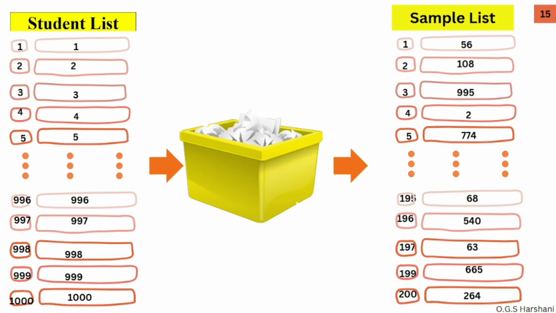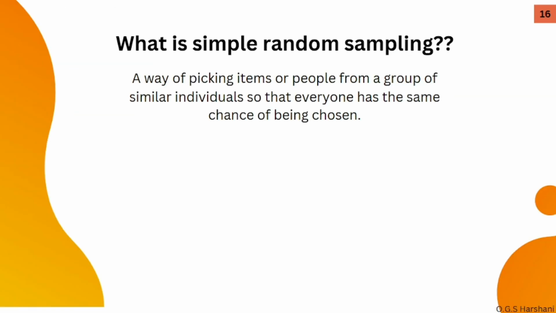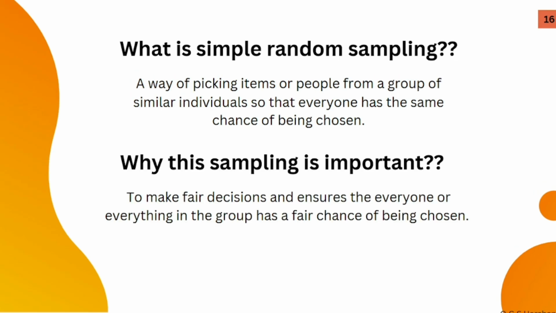Now, according to you, what is simple random sampling? It is a way of picking items or people from a group of similar individuals so that everyone has the same chance of being chosen. Why is this sampling important? To make fair decisions and ensure that everyone or everything in the group has a fair chance of being chosen.